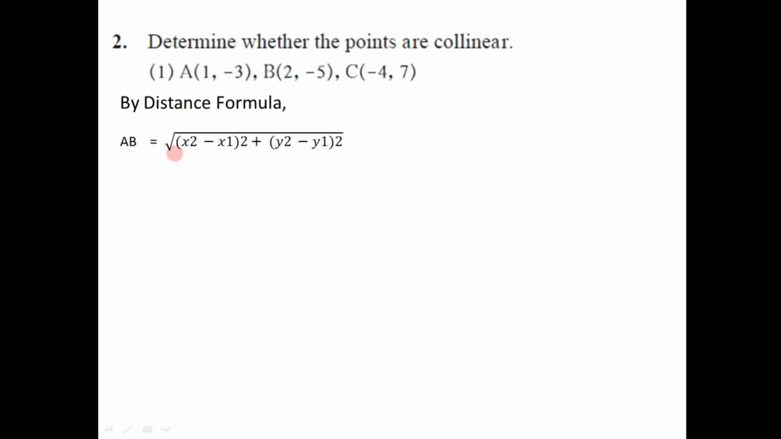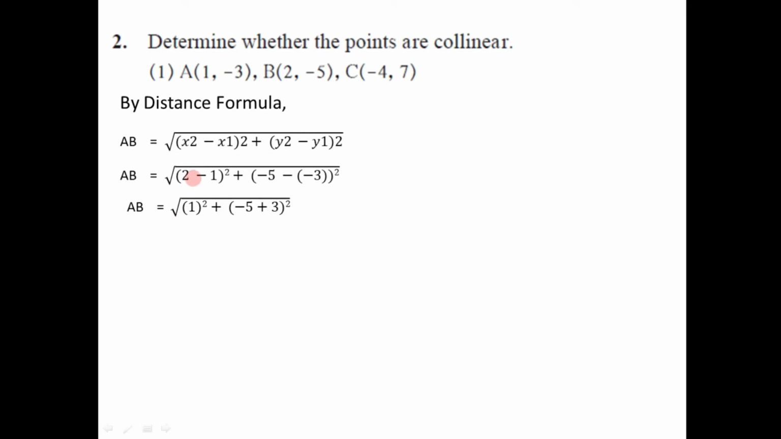By the distance formula we can find the first distance AB as under root (x2 minus x1) square plus (y2 minus y1) square. Now as we are finding the distance between points A and B, we should treat the coordinates of A as x1, y1 and coordinates of B as x2, y2. So if we replace these values in this formula, we get under root (2 minus 1) square plus (minus 5 minus (minus 3)) square.